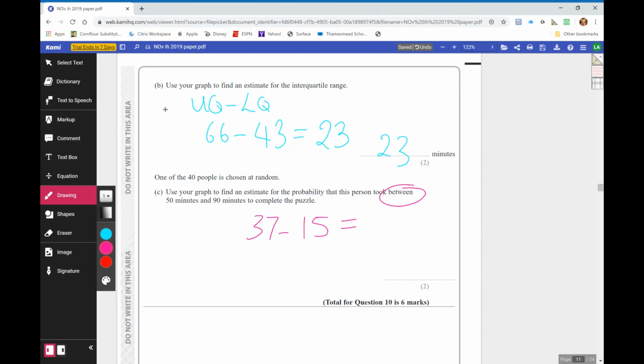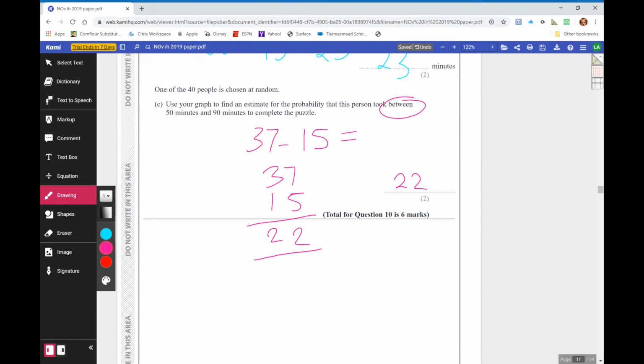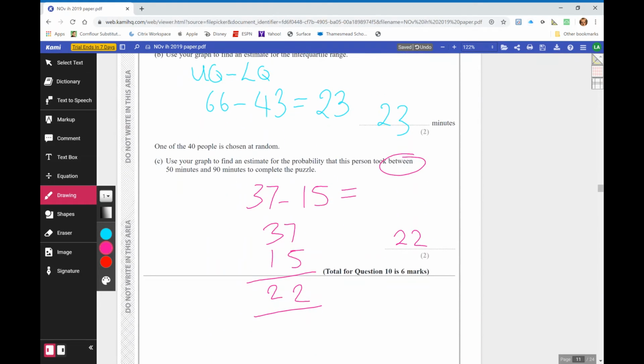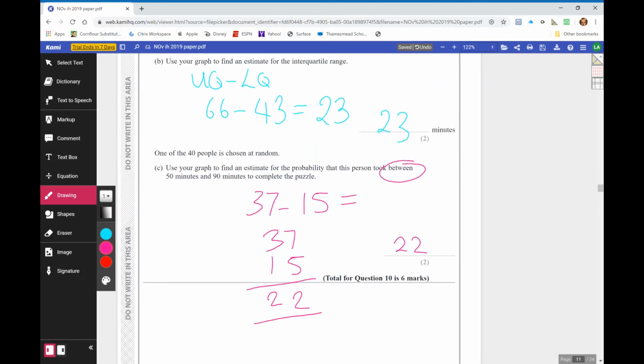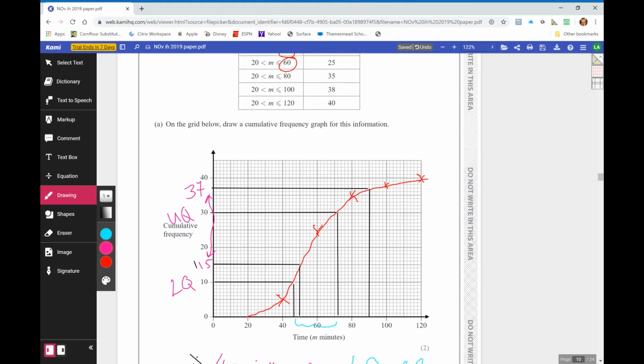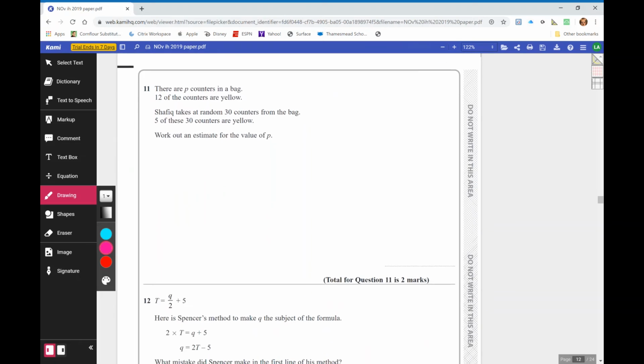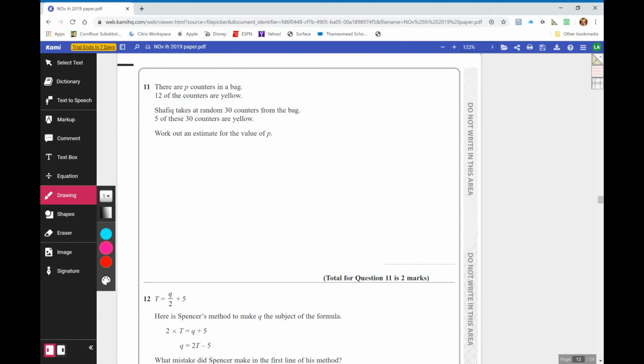37 minus 15 will be, oh, mine's gone blank, 22. If your mind goes blank like mine just did for a second, you just do a minusing, just do a column. That's 2 marks for that. 1 mark will be for the 15 and 37 and maybe drawing on there, and the last mark will be for minusing it and finding that 22. So it's quite a lot of marks for that one. 6 marks in total. Remember, each mark is roughly about how many minutes you should take on them. It's a rough idea, but that's roughly how it works out.